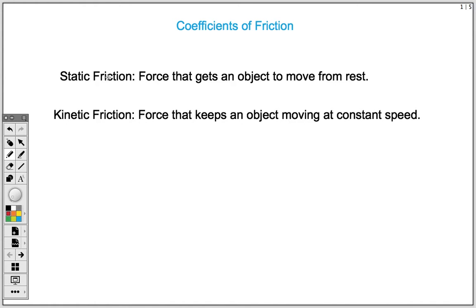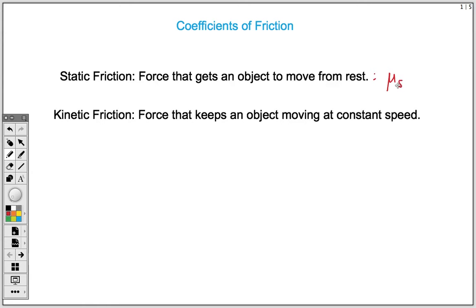We have what's known as static friction, and that word static, used in physics, just means that the object is not moving. So when we talk about static friction, it's the frictional force that's basically keeping that object stay put. Our static friction is the force that gets an object to move from rest. And symbolically, the symbol that we use for the coefficient of friction is the Greek letter mu, and the static friction gets a subscript s.